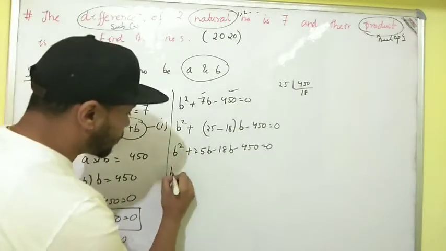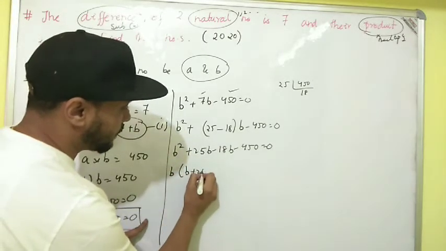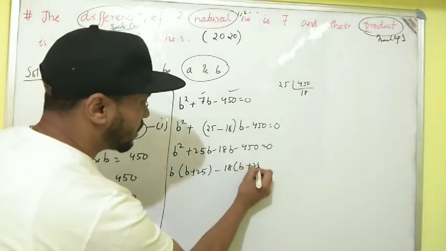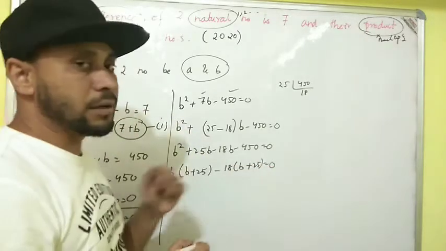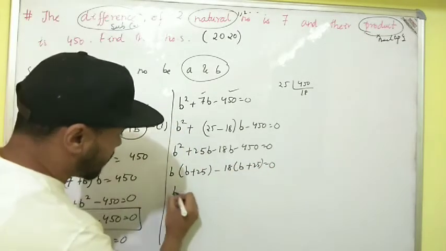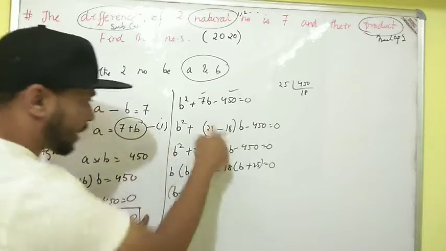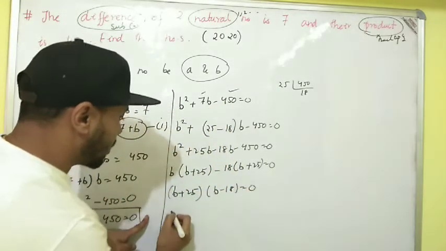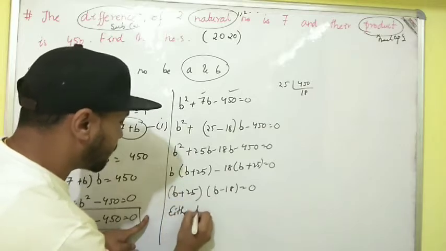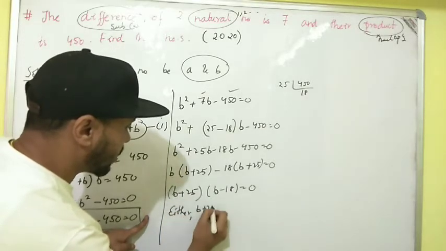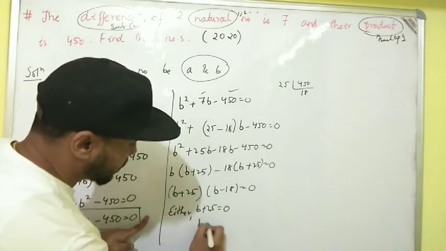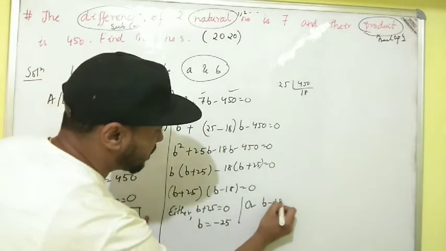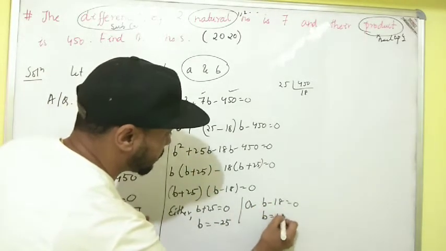Let's take B common. So B plus 25, minus. Now if we are taking minus common, then the sign will change inside. Make sure that the terms inside the brackets are the same. If they are not the same, then you have to go back and check the calculation again. So B minus 18 is the remaining term. Now either B plus 25 is equal to 0, or B is equal to minus 25, or B minus 18 is equal to 0, B is equal to 18.